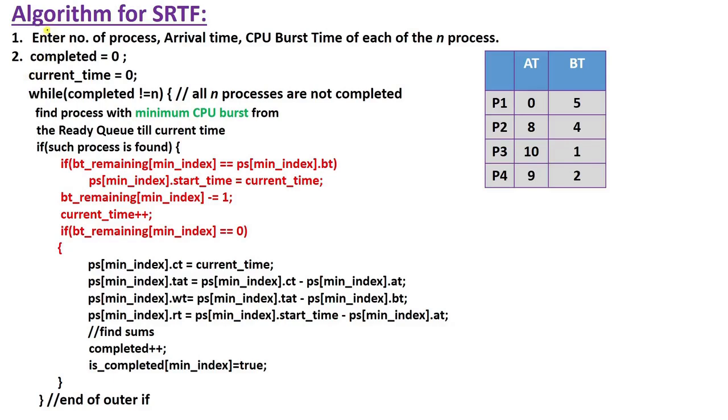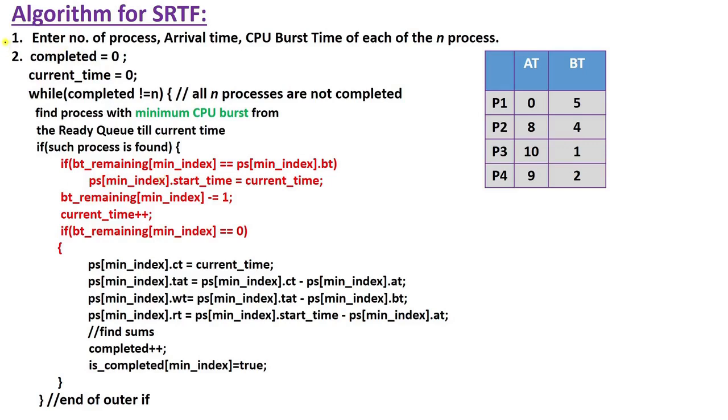So finally, this is our algorithm for the shortest remaining time first. Here you can see this code is mostly the same as shortest job first, and these red colored lines are different from the SJF. So this is what we will be focusing on more in this video.